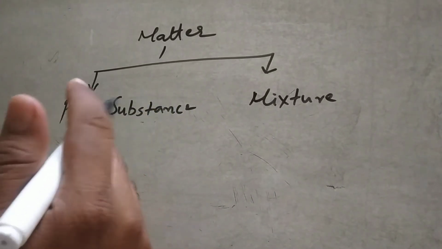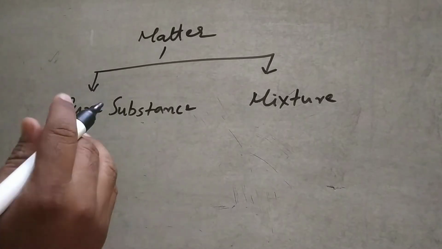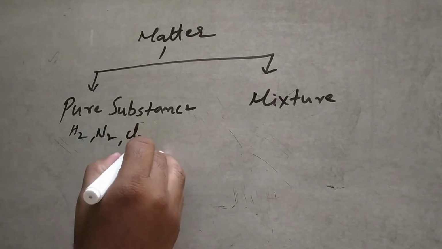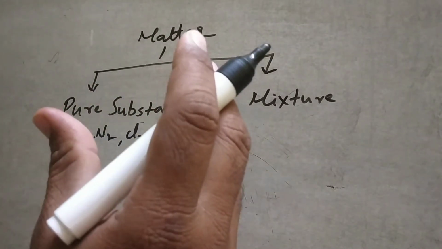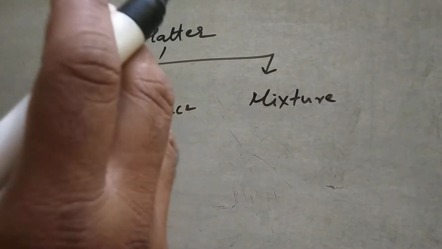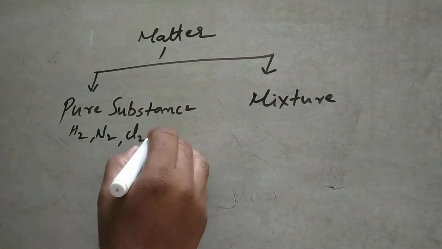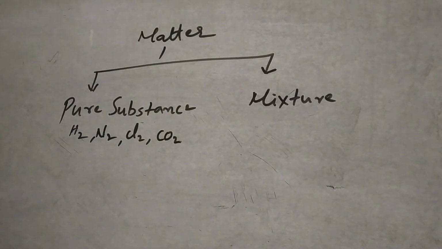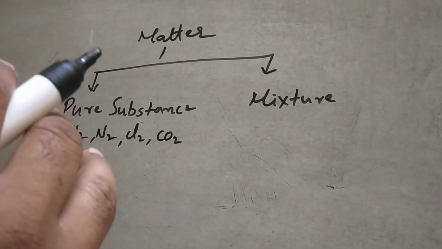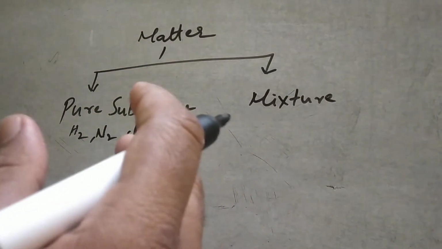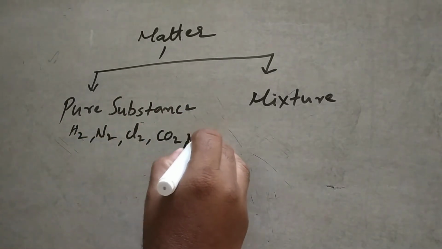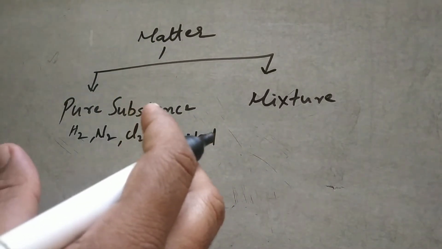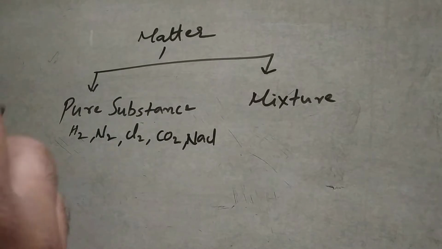What do you mean by that? Suppose you take H2, it contains all H2s, or N2, all N2s, or Cl2. This is one kind of atoms, one kind of particles. CO2 also comes under this, no problem. It must be pure. Or you take NaCl: in that substance, it contains only sodium chloride molecules. So we can call it pure.